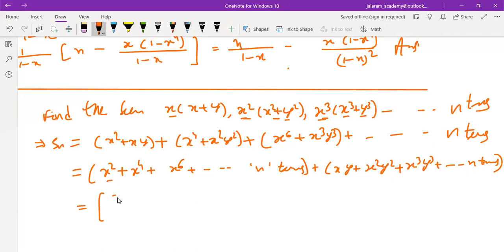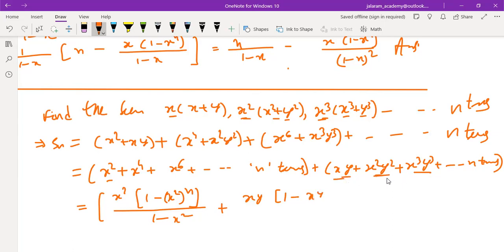So this is GP with first term x square, common ratio x square, number of terms n, so x square into 1 minus x square whole to the power n over 1 minus x square, plus xy is the first term. 1 minus common ratio is xy, again x square y square upon xy, x cube y cube upon x square y square, common ratio is xy only. Into 1 minus xy whole to the power n over 1 minus xy. So this is the answer.